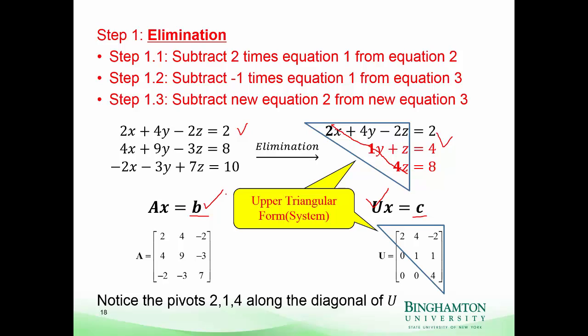And notice that along the diagonal of our matrix U, or equivalently along the diagonal of the equations, those are the things that we will call the pivots. So we've got 2, 1, and 4 are the pivots for this system.